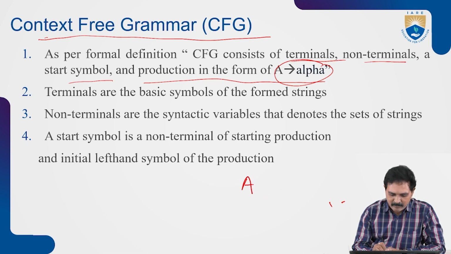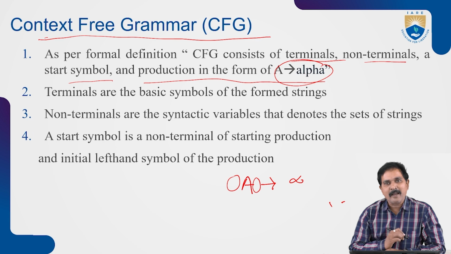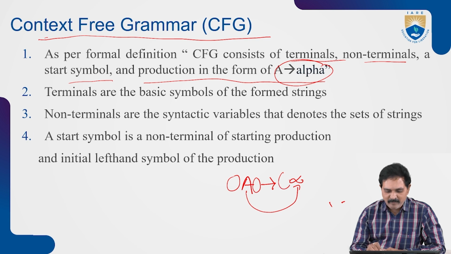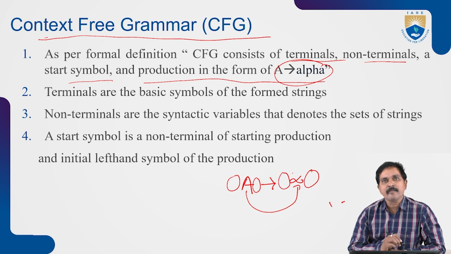A implies alpha. Here the left context is a null value, and the right context is also a null value. Here A is substituted with another value, alpha only. For alpha also, the left context is null and the right context is null. It means there is no left and right context for the variable capital A. So that is what we have to observe in the case of a context free grammar production.